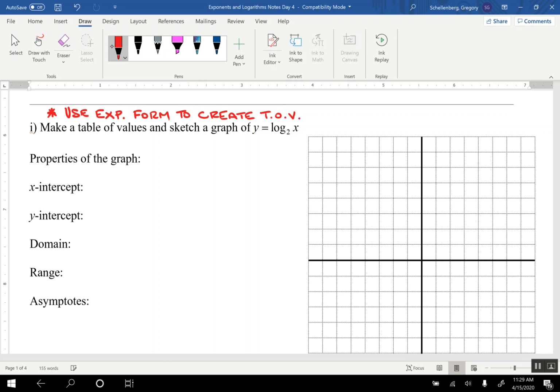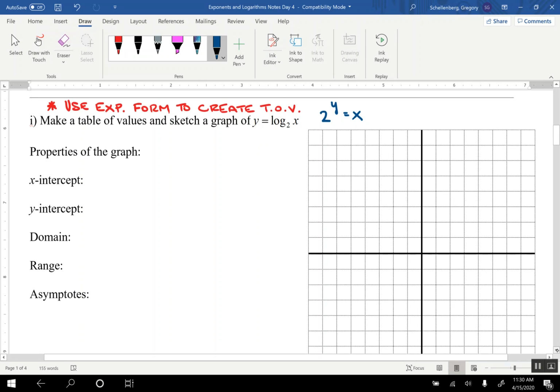Okay, so what do I mean by that? Well, y equals log base 2 of x is the same thing as 2 to the y is equal to x. And I think it's much easier to create a table of values with 2 to the y equals x than it is with y equals log base 2 of x. Okay, so I'm going to create my table of values here.